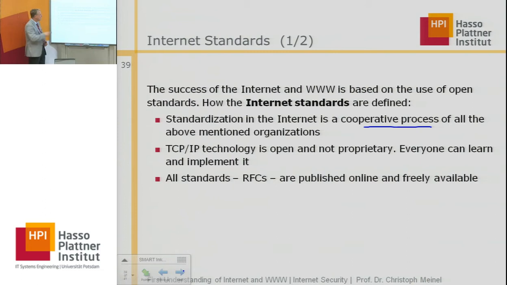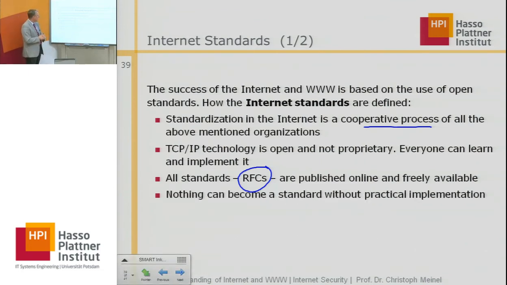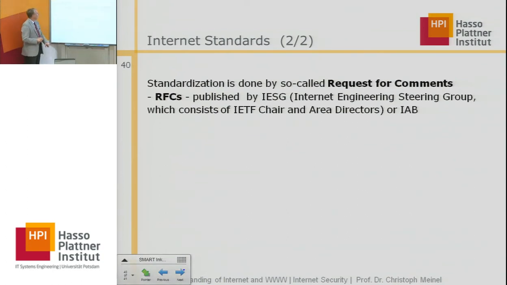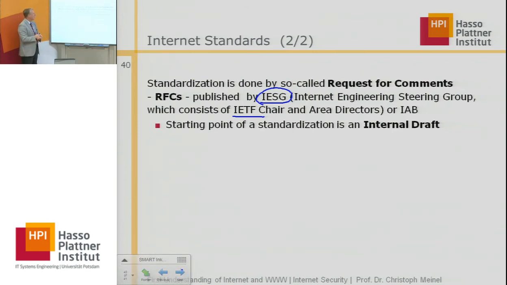So all standards, and interestingly, standards are called requests for comments, RFCs, are published online and are freely available. Nothing can become a standard, and this is a very important principle in the internet, without a practical implementation. Without two different, independent practical implementations. So the standardization is done by these requests for comments. These standards are published by the Internet Engineering Steering Group, the IESG. And the IESG consists of the chairs of the IETF and area directors or the Internet Architecture Board.